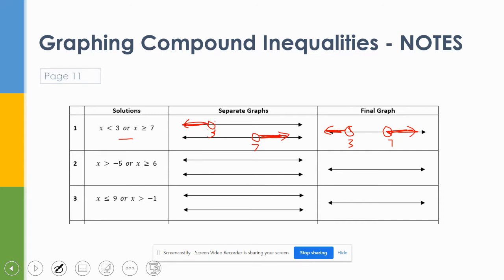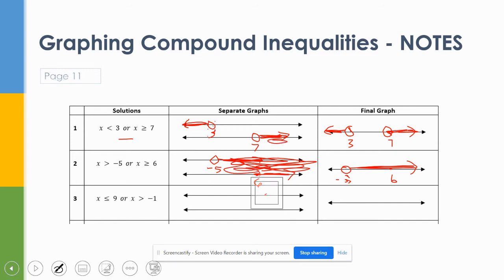X is greater than -5, so I'm going to shade it. And x is greater than or equal to 6, so I put it on here. And the final graph is everything, so I do the -5, and the 6 is already part of that. I can put it on there if you want to, but it's where both graphs go. So we're talking about this whole area here.